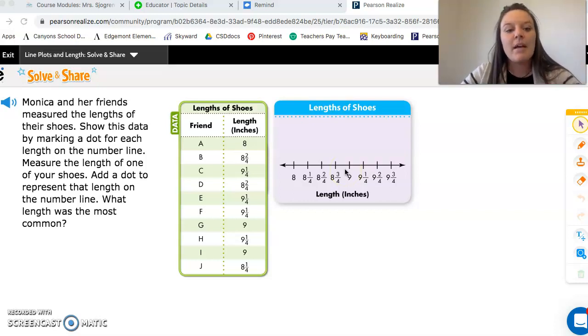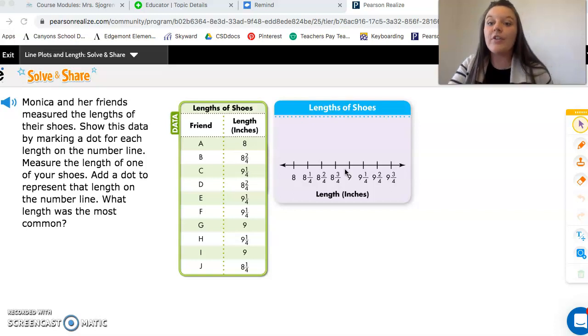Monica and her friends measured the length of their shoes. Show the data by marking a dot for each length on the number line. Measure the length of one of your shoes, add a dot to represent the length on the number line. What length occurred the most often?